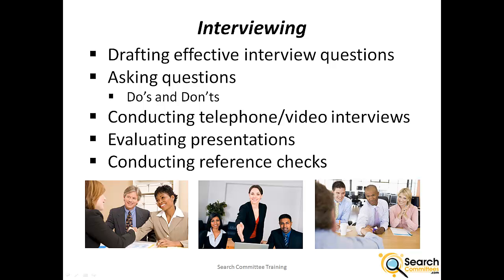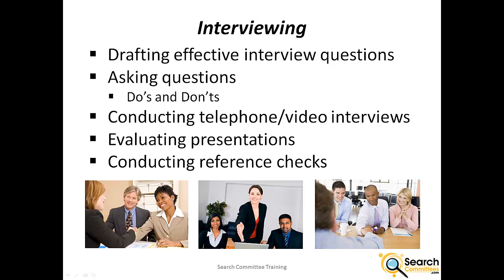The third topic for training is interviewing. Drafting effective interview questions, using interview banks, is a good way of starting. The do's and don'ts really surround this: you can't ask questions about a person's marital status, can't ask a question about a person's national origin. There's a whole list of those, and you can certainly find those on our website, in our book, as well as simply Google the topic on the internet.